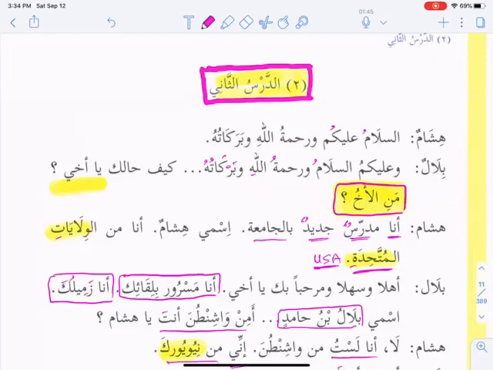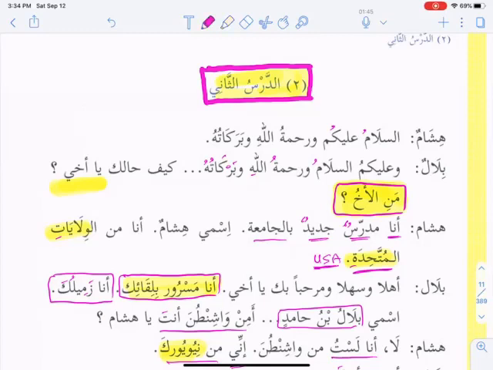I memorized it, and I say it whenever the occasion arrives. Ana masrurun bi likaika, or whatever the situation requires. What is the meaning of this? This is very beautiful.